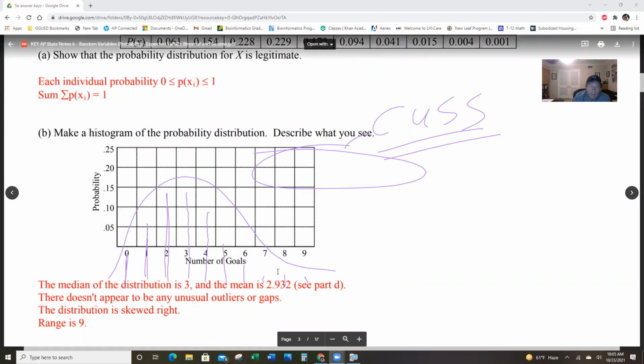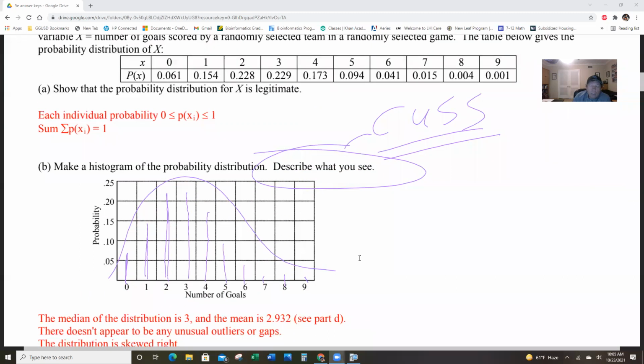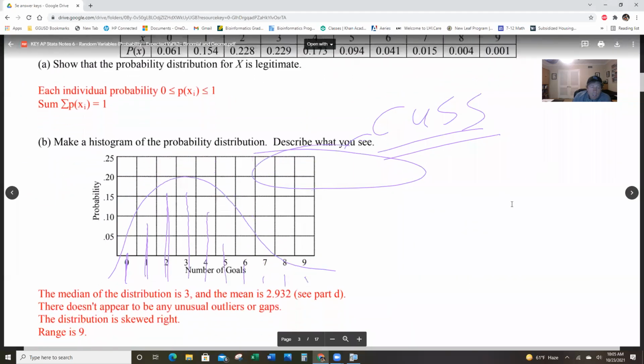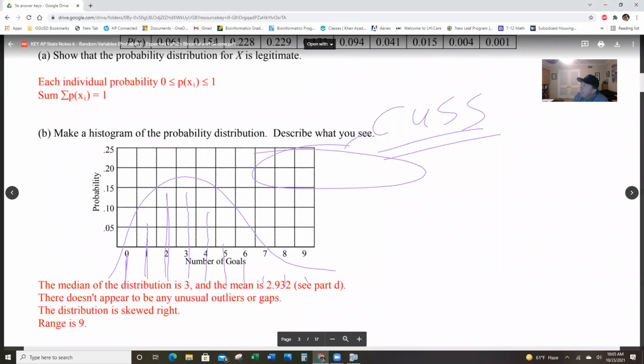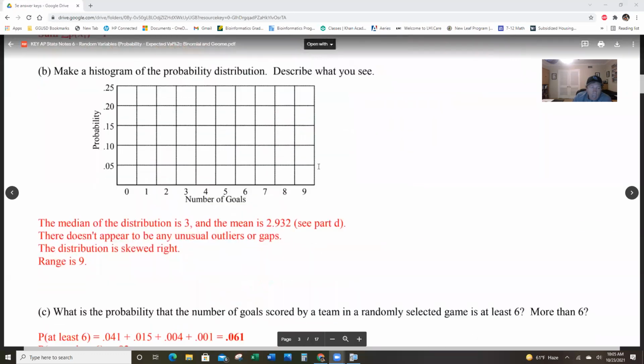I did my CUSS acronym again. That's a review from chapter 1. Remember that chapter 1? How we talk about that? Okay. So there we go. So you can see that. So again, pause the video and write that down. That's a review from chapter 1. Very common question: describe the distribution. We know that that's a common question.